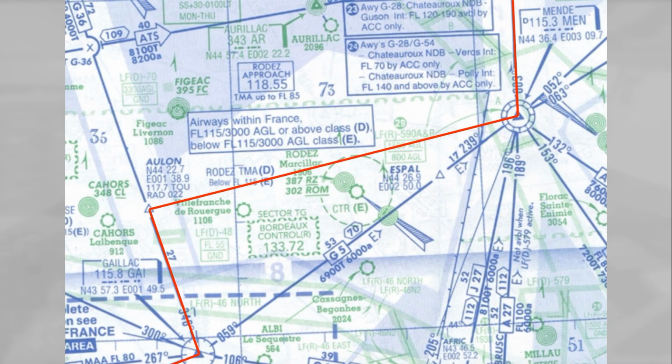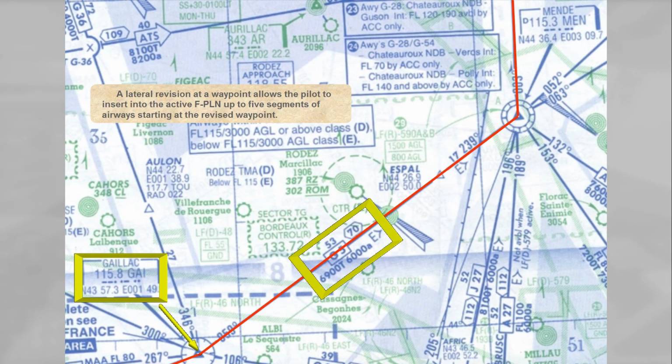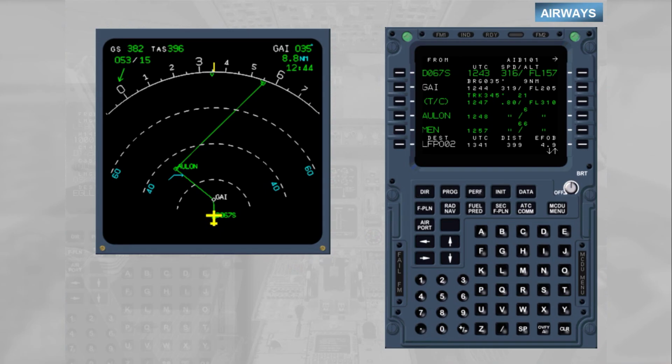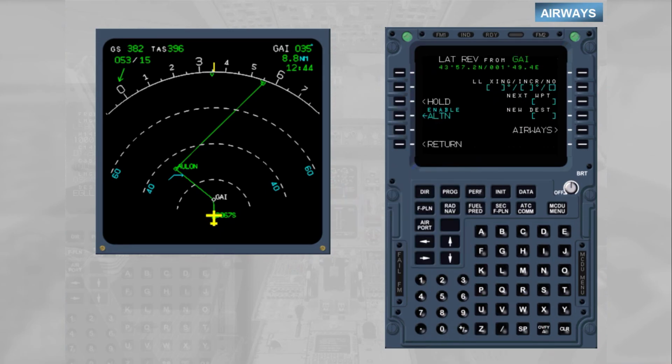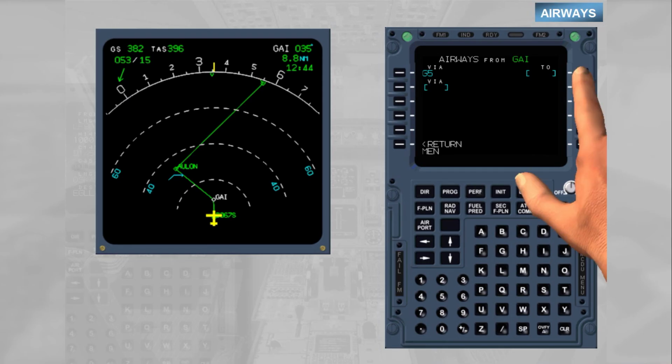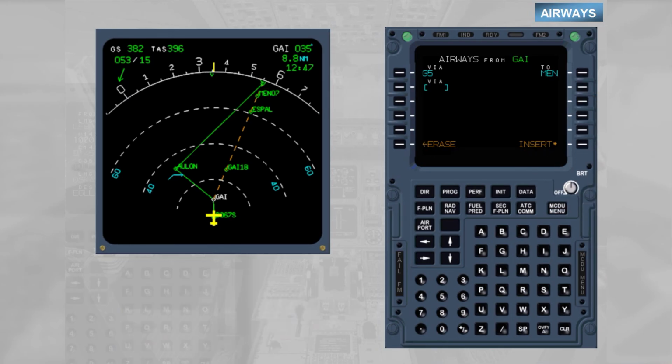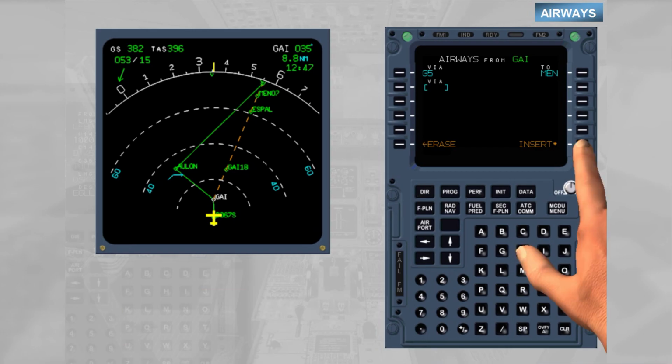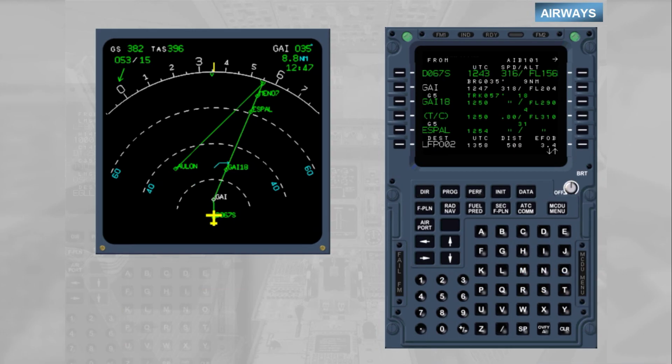A lateral revision at a waypoint allows the pilot to insert into the active flight plan up to 5 segments of airways starting at the revised waypoint. The Airways page is accessed by the line select key 5 right on the waypoint lateral revision page. The revision is done for each segment by first inserting its airway identification, and then by inserting its ending point. After the insertion in the flight plan is completed, some cleaning may be required.